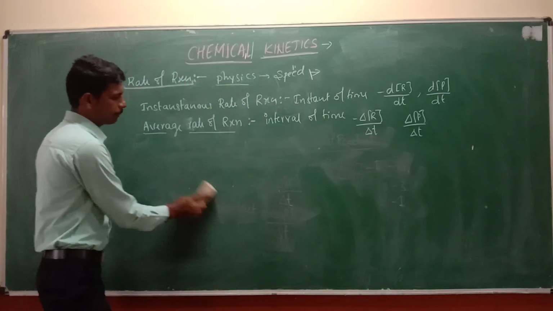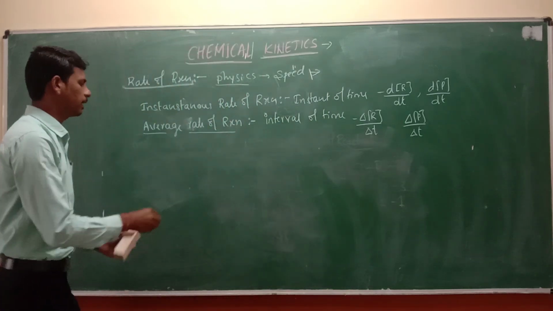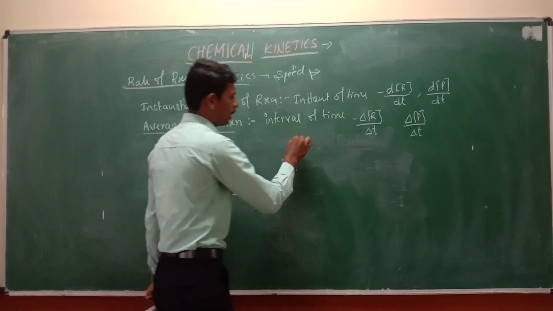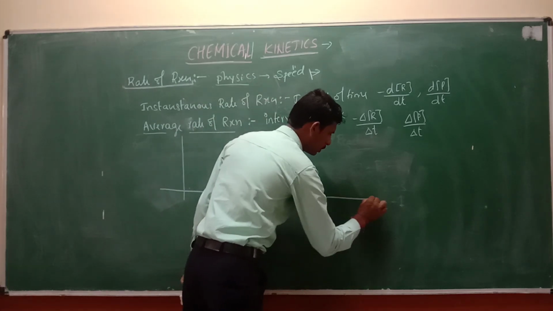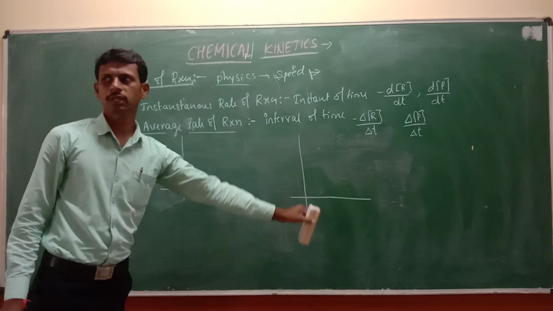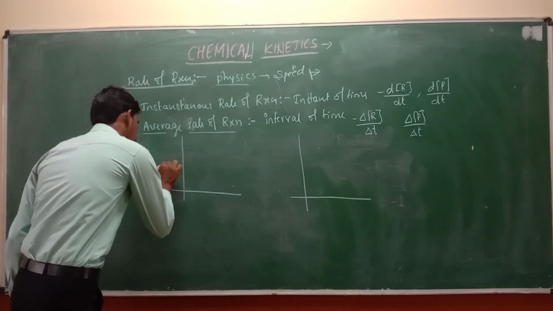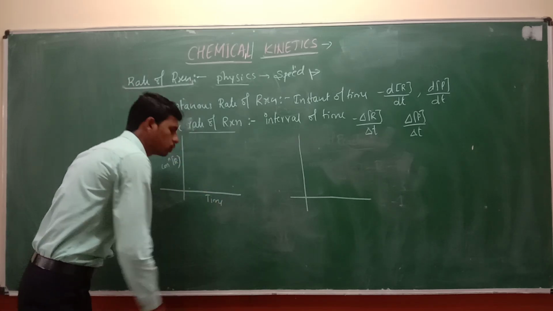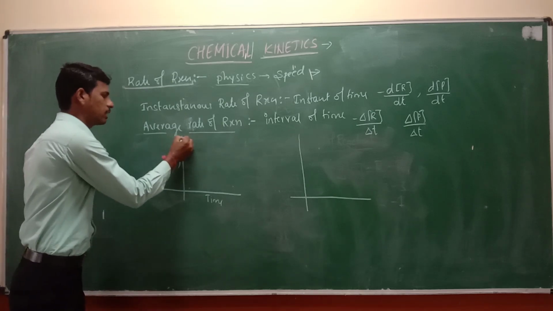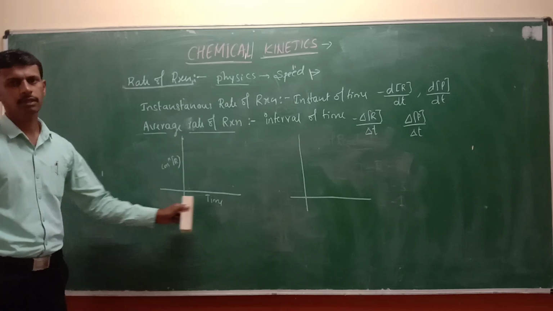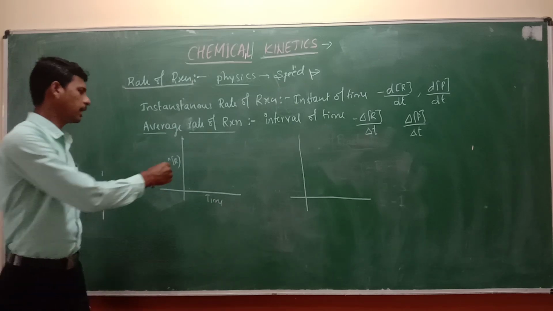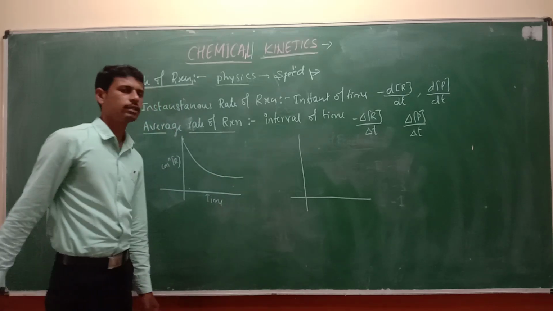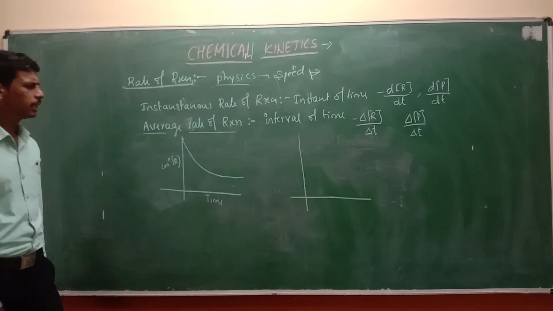When we represent this graphically, we can take two types of graph: the change in concentration of reactant with time, or the change in concentration of product with time. Suppose we take concentration of reactant on one axis and time on the other axis. Usually the reactant concentration is initially high. When the reaction starts, as time goes on, the reactant concentration goes on decreasing, and it reaches a minimum value, then we get a constant value.